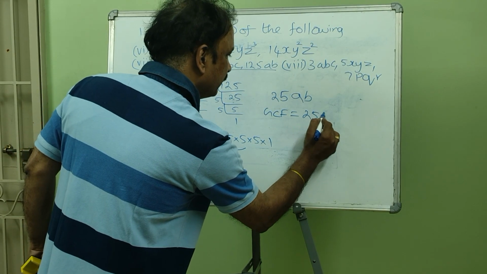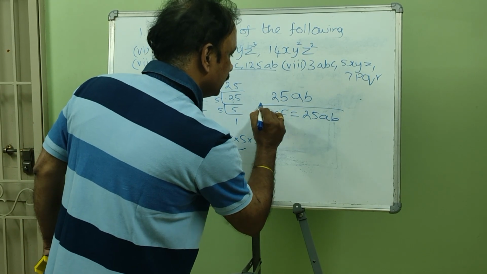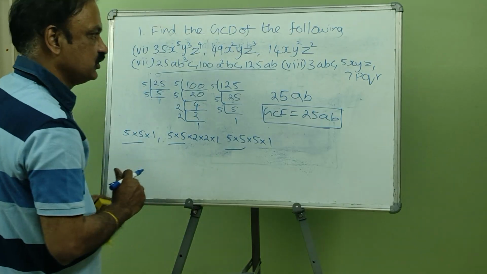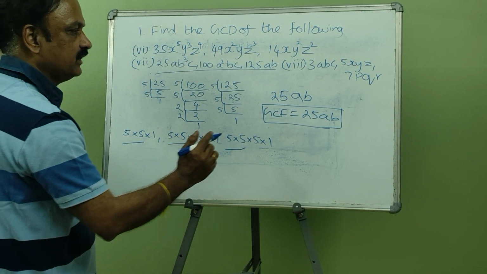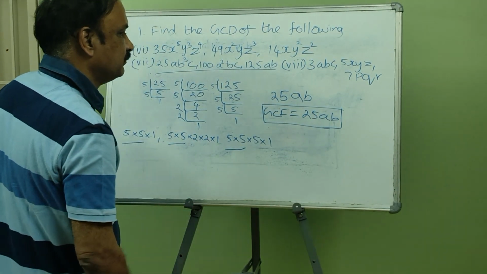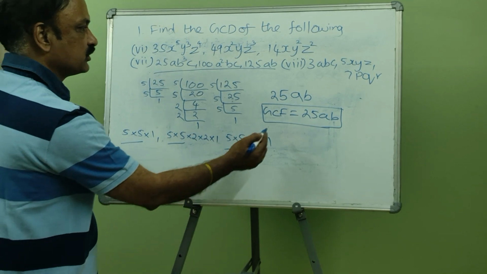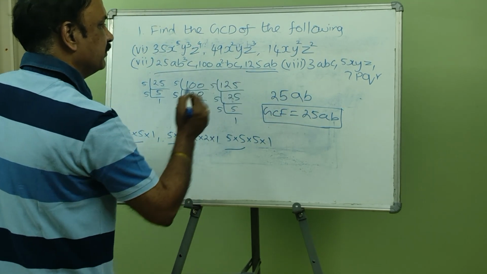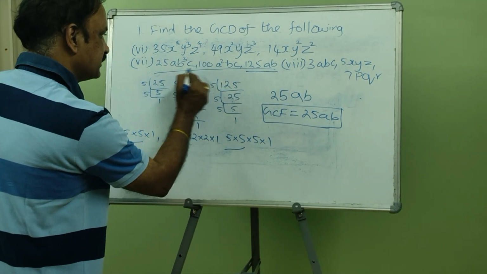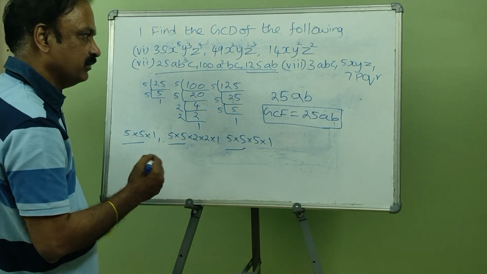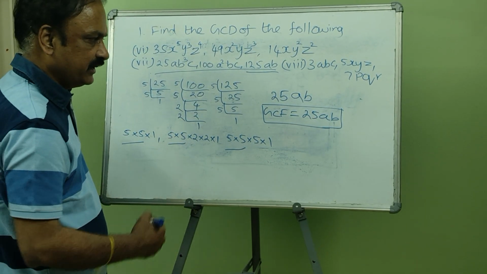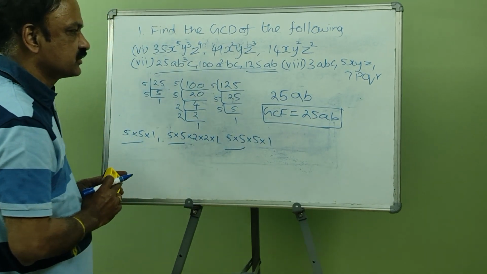GCF will be 25ab. So I hope this is very clear why we didn't choose the c term in the final answer 25ab, because it won't divide 125ab. It will still divide the other two, but it won't divide 125ab. So the final GCF answer should not consist of c.